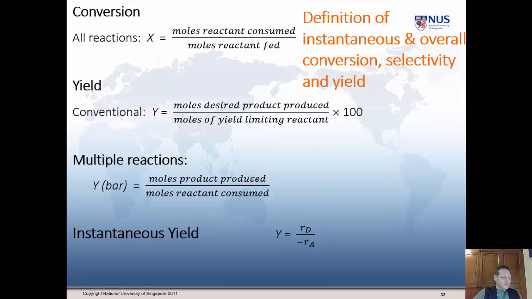What I'm going to do now is just confirm the definitions of the 4 variables, or metrics, that we've been thinking about: X, conversion; Y, yield; Y bar for multiple reactions; and also the instantaneous yield.